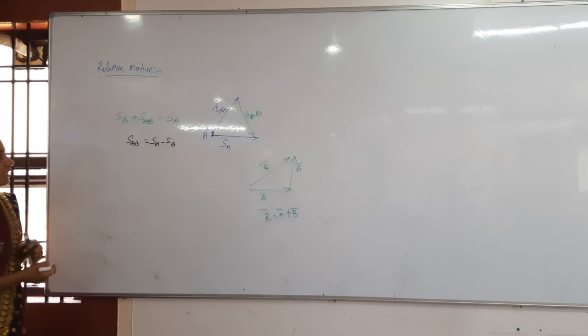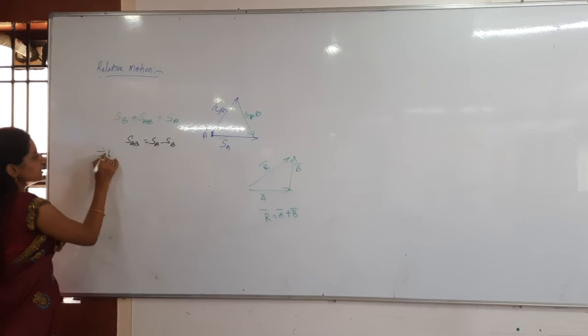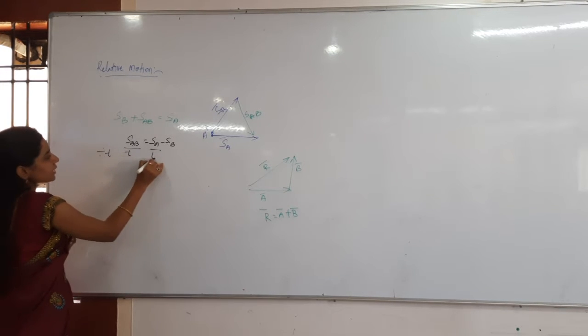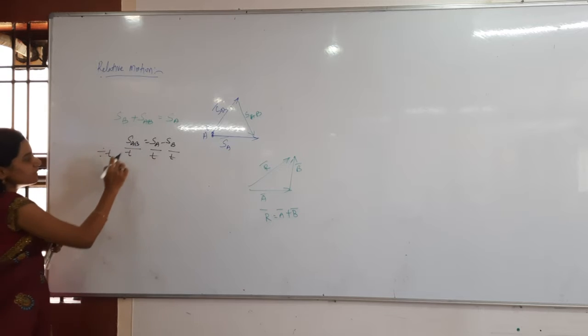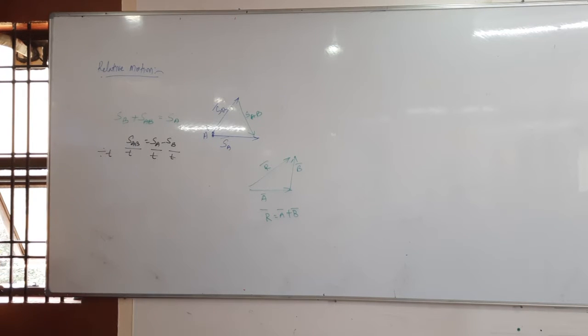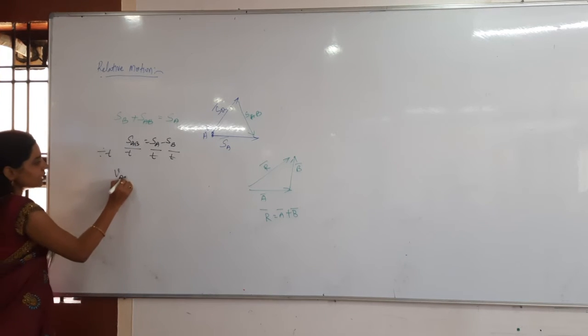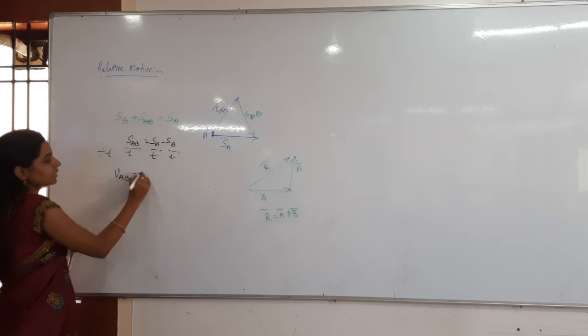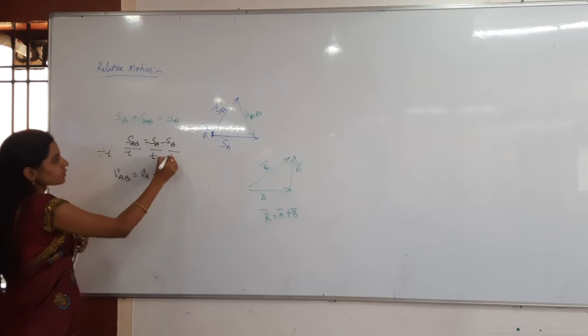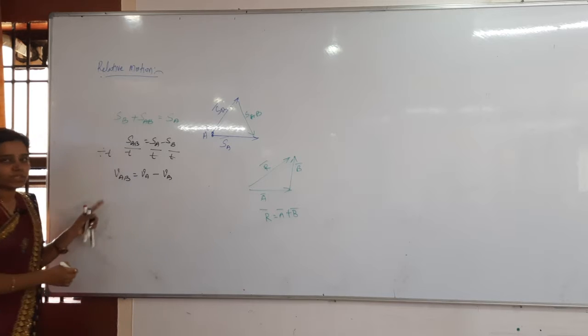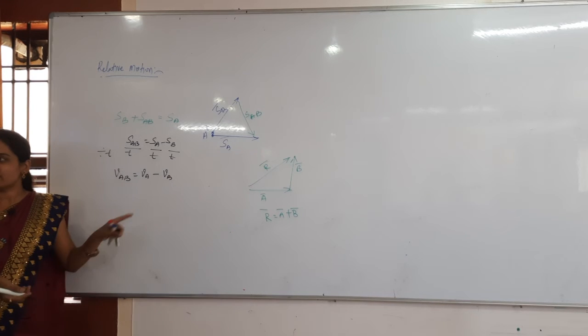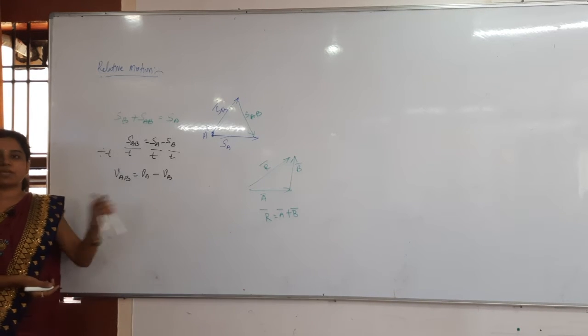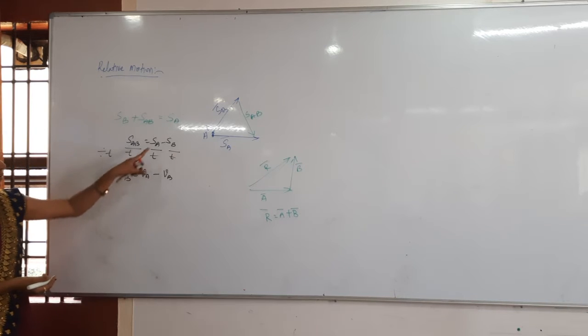Understand, right? For example, if I divide both sides by T, displacement by time, what is that? Velocity. So VAB is equal to SA by T, which is VA, minus SB by T, nothing but VB. This is how we got the formula. Yesterday we have seen that the VAB formula is VA minus VB. How we got it? Nothing but we got it like this.